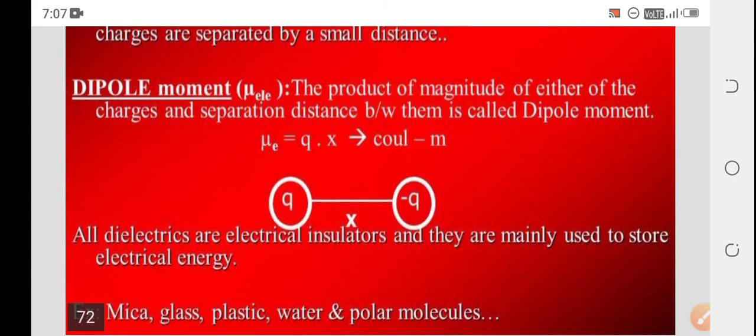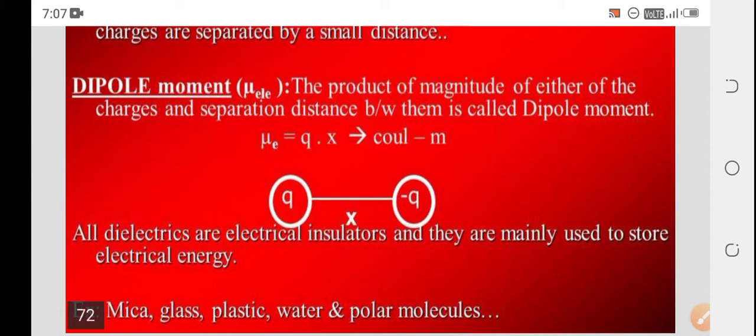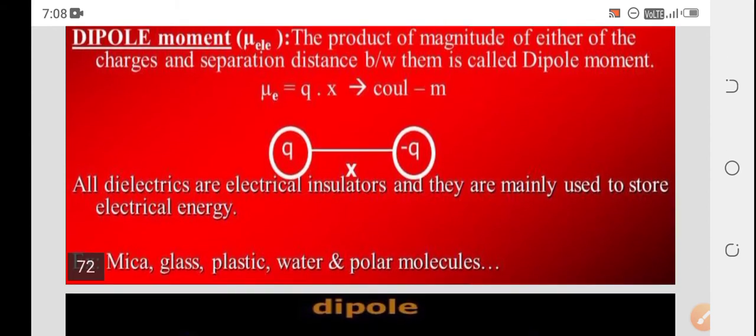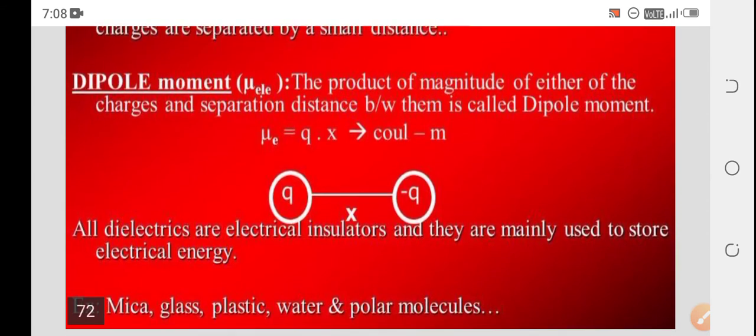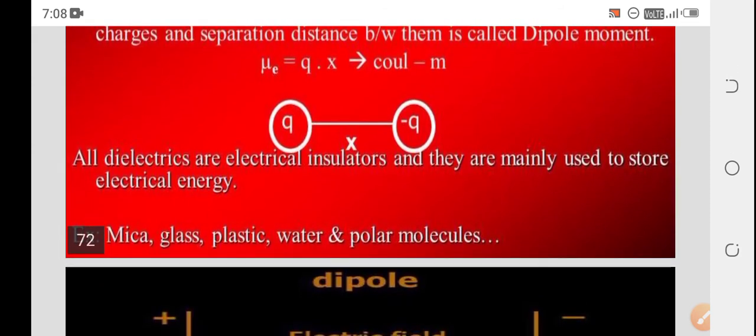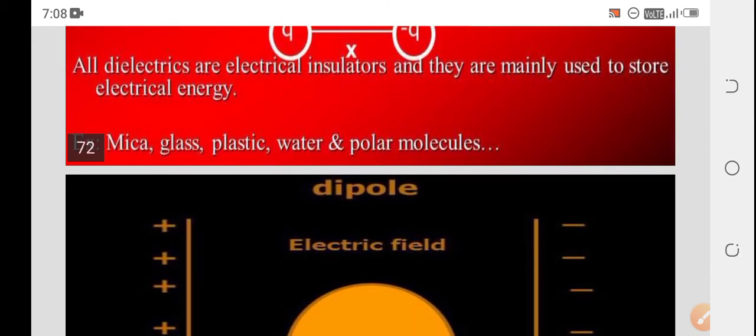Let's see dipole moment. The product of the magnitude of either of the charges and the separation distance between them is called dipole moment. So here that means what? Q into x. What is Q? Q is nothing but charge. X is what? Distance. You can see in the figure where mu, the dipole moment, is Q into x. All dielectrics are electrical insulators and they are mainly used to store electrical energy.